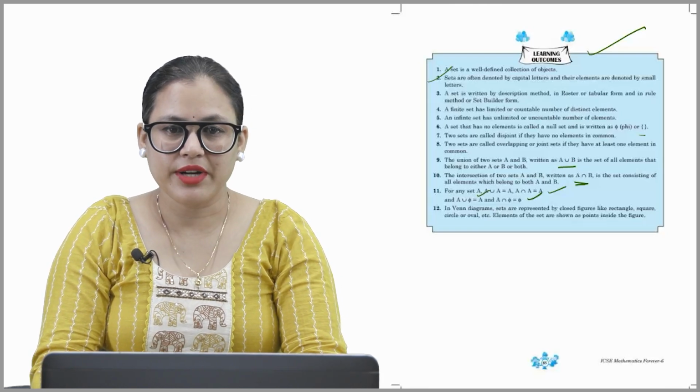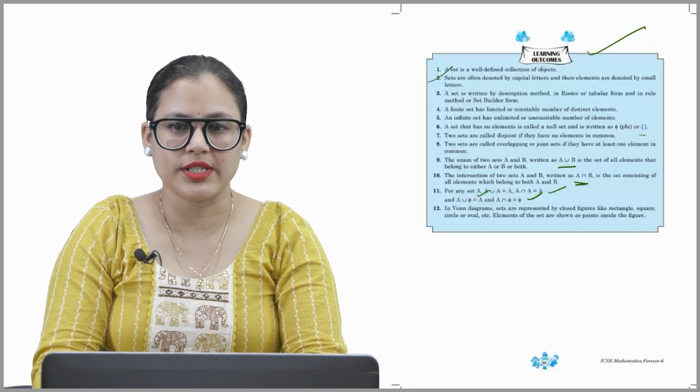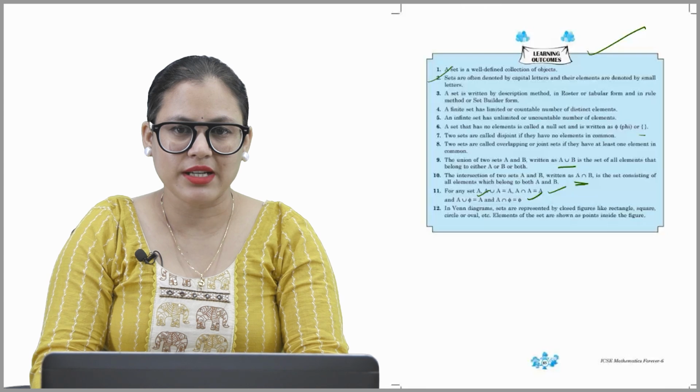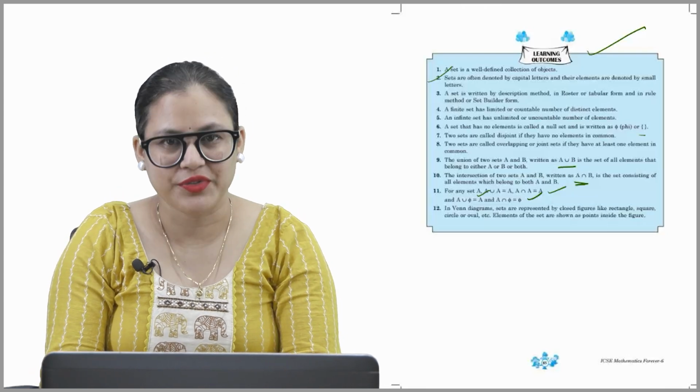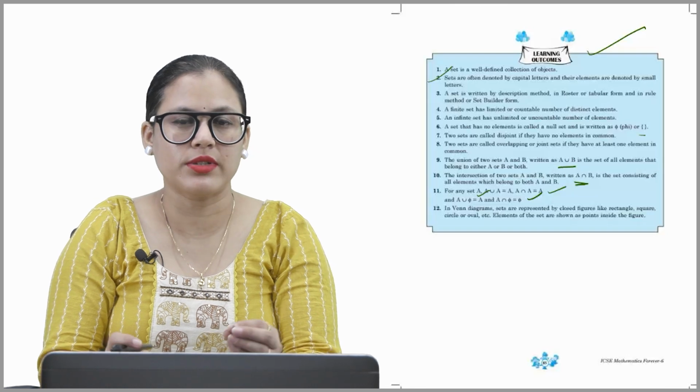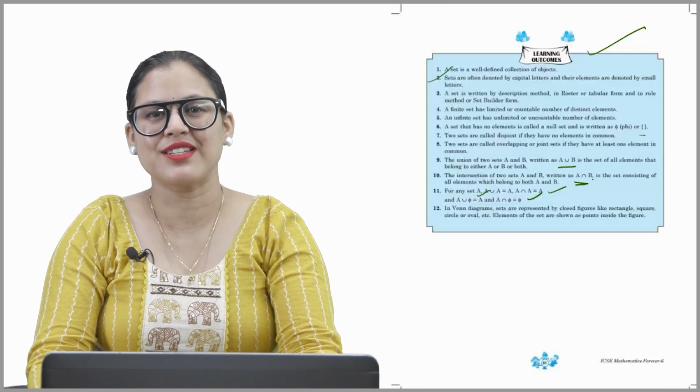Number 12. In Venn diagrams, sets are represented by closed figures like rectangle, square, circle or oval, etc. Elements of the set are shown as points inside the figure. Okay. So students, I hope you have understood this chapter. This was a very interesting chapter and now you will practice this chapter.